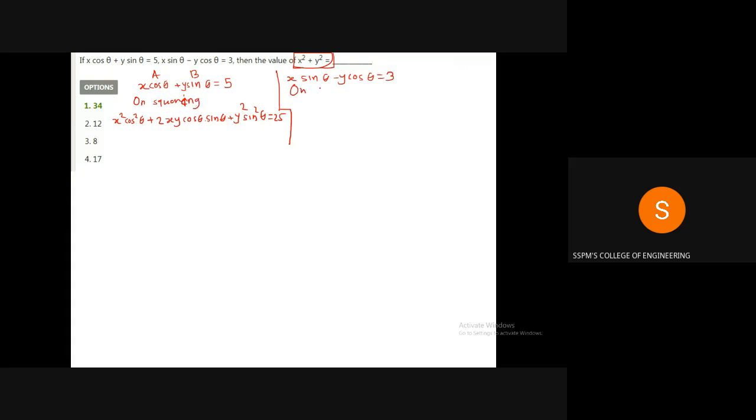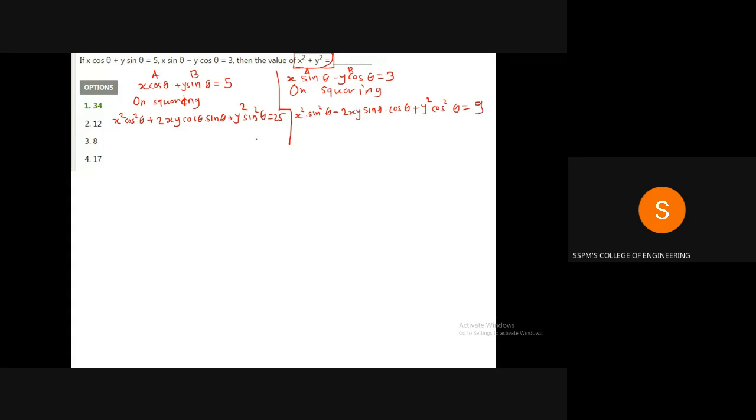Similar procedure we will use here on squaring this equation as well. Here this part is a and this is b. (a minus b) is to be squared here. So we will get x square sin square theta minus 2ab, that is 2xy sin theta cos theta, plus the square of the second term. What is the second term? y cos theta. Therefore, its square is y square cos square theta, is equal to 3 square, that is 9.